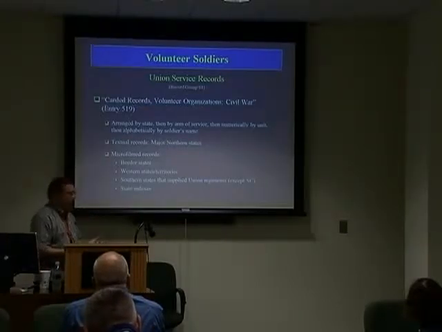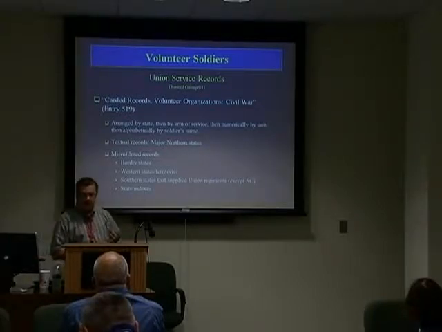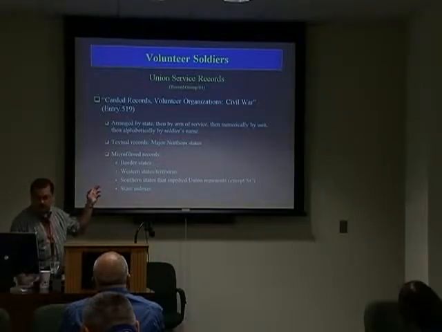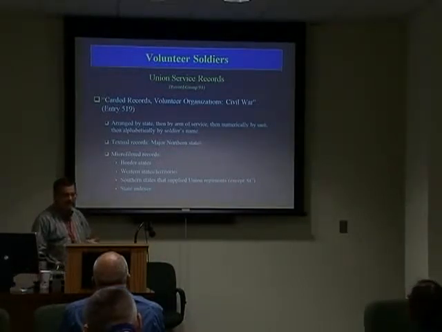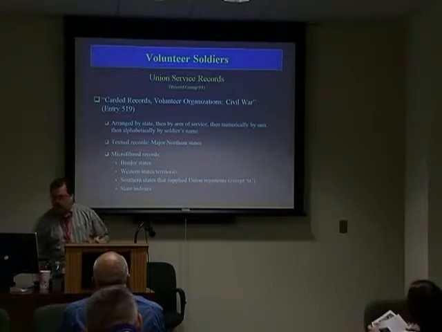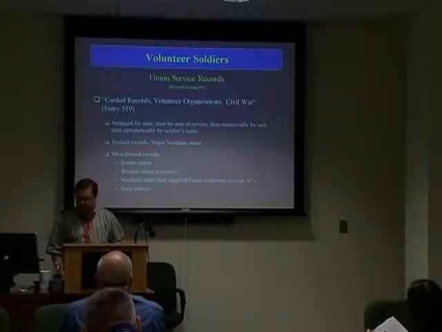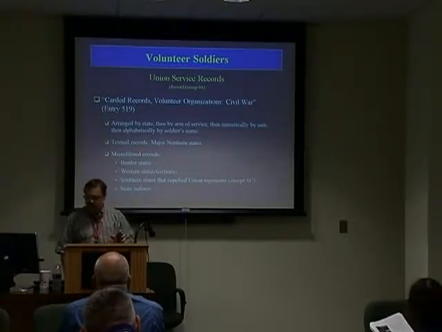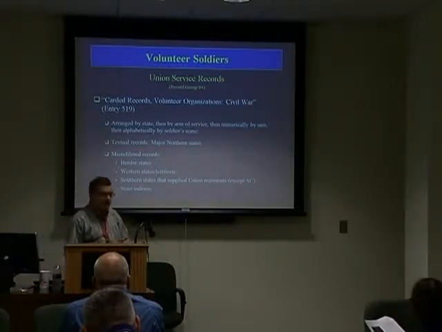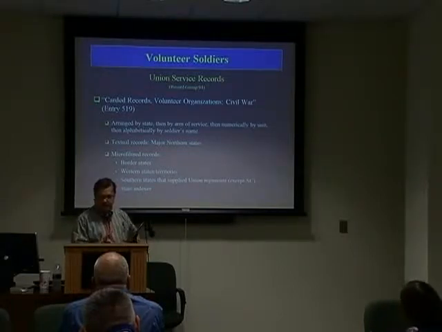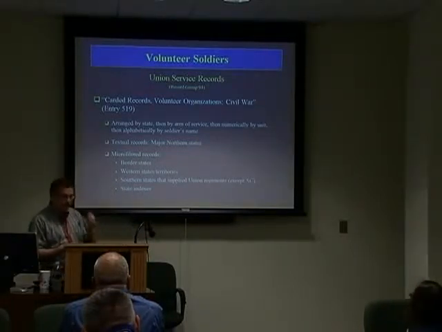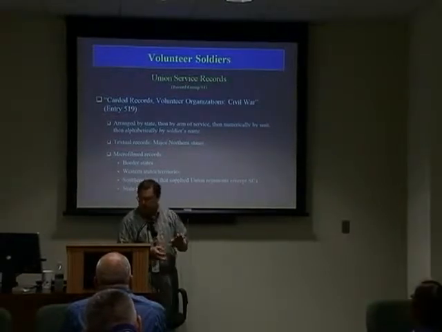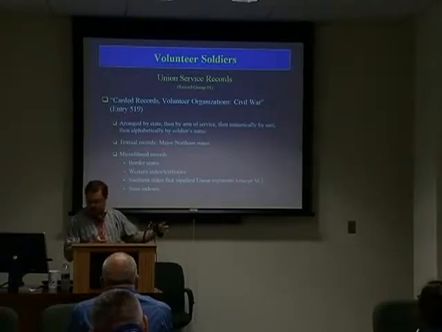The compiled service records for Union soldiers, as I said, are in Record Group 94. This is the basic series that the records are located in, entry 519 in RG 94. These are the carded records of volunteer organizations for the Civil War, and again, these are just the Union ones. They're arranged generally by state and then by arm of service, whether it's infantry, cavalry, or artillery, then by the numerical designation of the unit, and then the individual cards and the jackets are arranged alphabetically by the soldier's name within the unit itself.